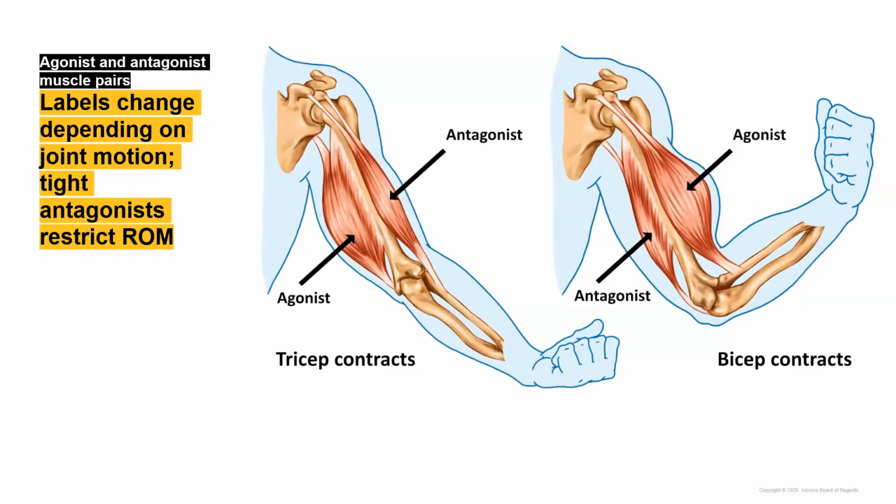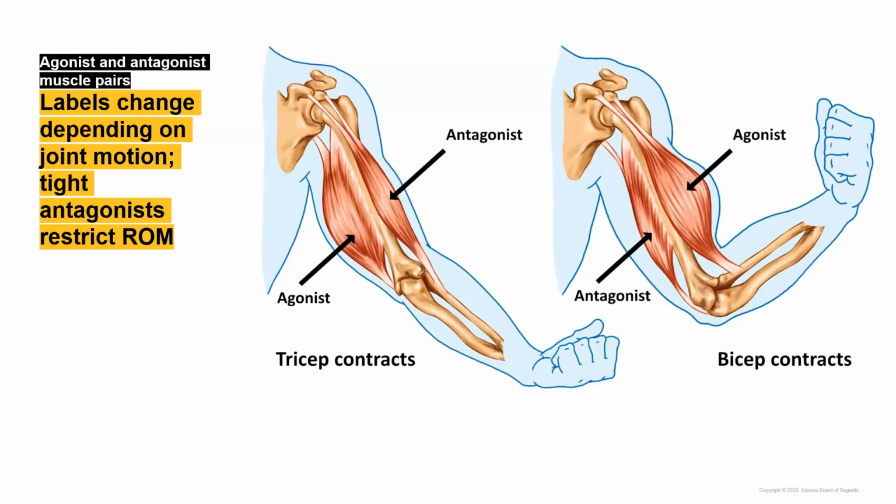An agonist is a muscle that shortens to move a joint into a specific range of motion. An antagonist is a muscle that lengthens to allow the agonist to move a joint into that specific range of motion. During knee flexion, the hamstrings are the agonists because they shorten to decrease the joint angle. The quadriceps are the antagonists because they lengthen to allow for flexion.